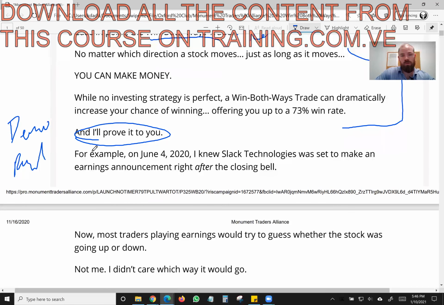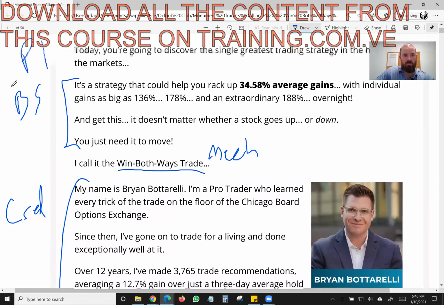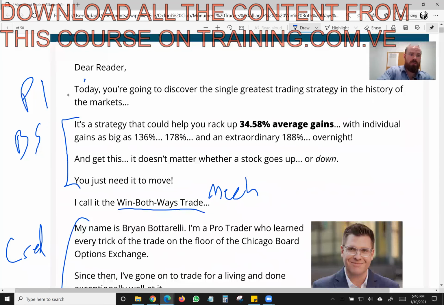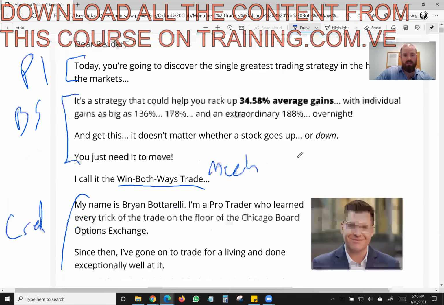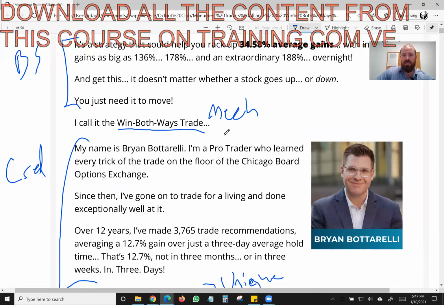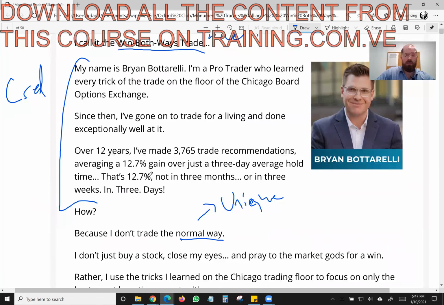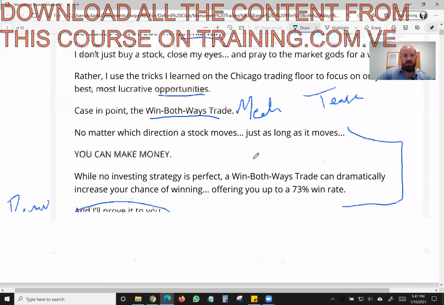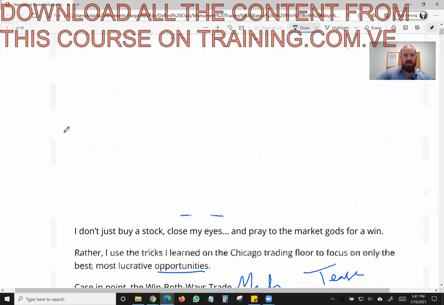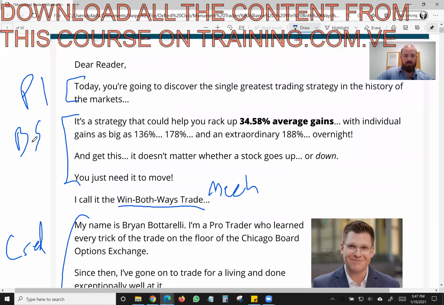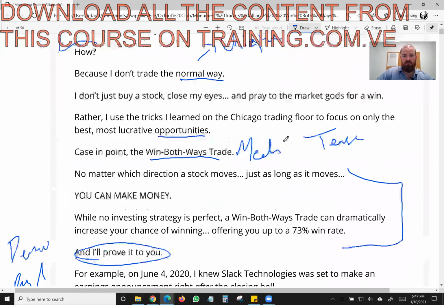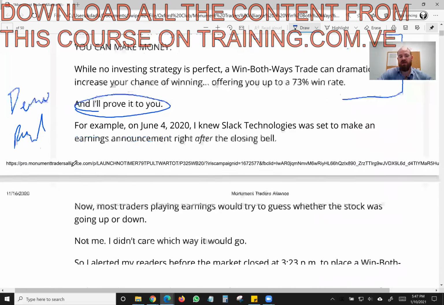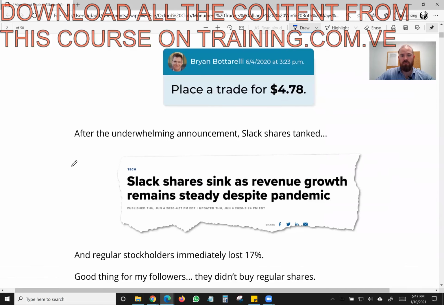All right, cool. So let's see how many pieces we have here. We got a pattern interrupt. He triggered BS up here. He mentioned the mechanism, but didn't really tease it yet. He hits you with cred. Here's your unique element. All right, the mechanism tease and the demonstration of the results. So let's count them up: 1, 2, 3, 4, 5. There's the 5 pieces. And that's really all you need to know.